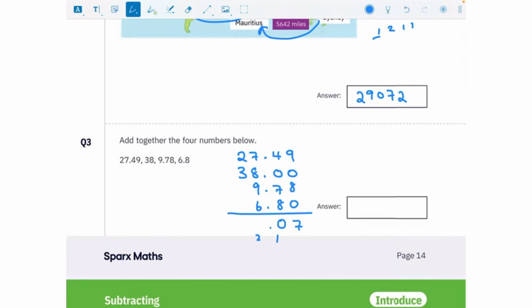7 add 8 is 15, add the 9 is 24, add the 6 is 30, add the 2 is 32, and 2 add 3 is 8. So that is 82.07. And that's addition. So the most important thing to remember is to line up your decimal points and make sure the columns are lined up.